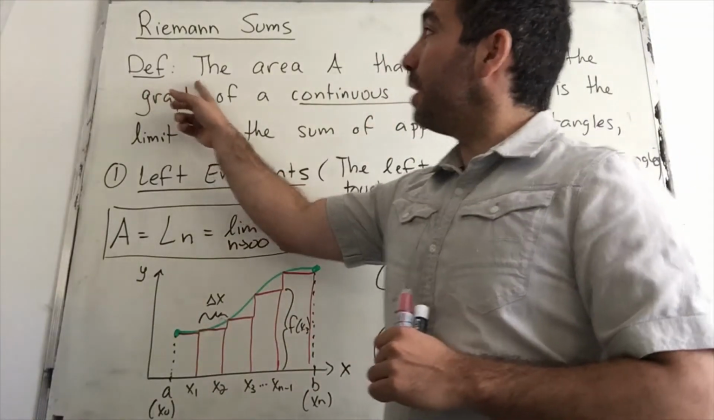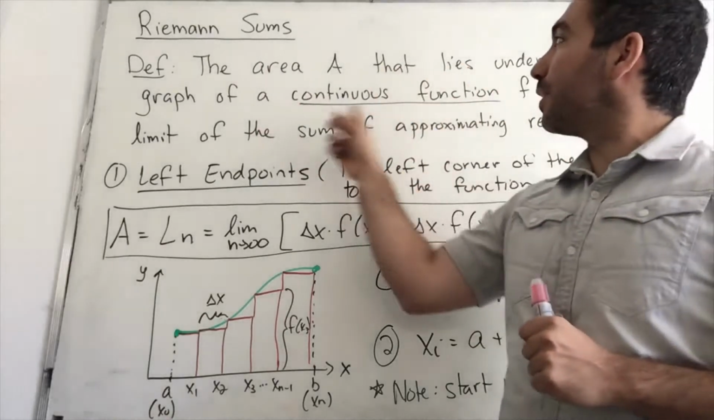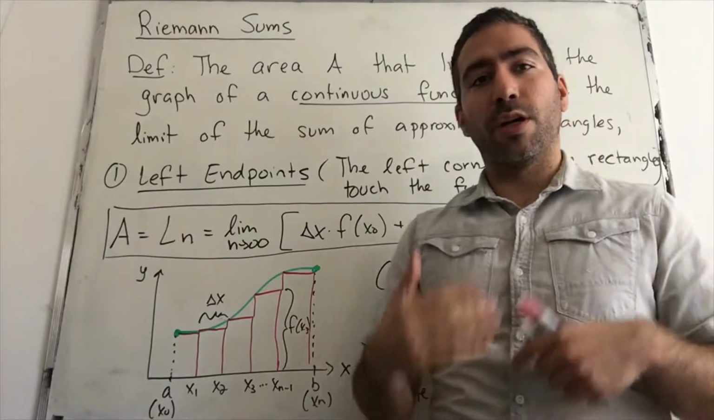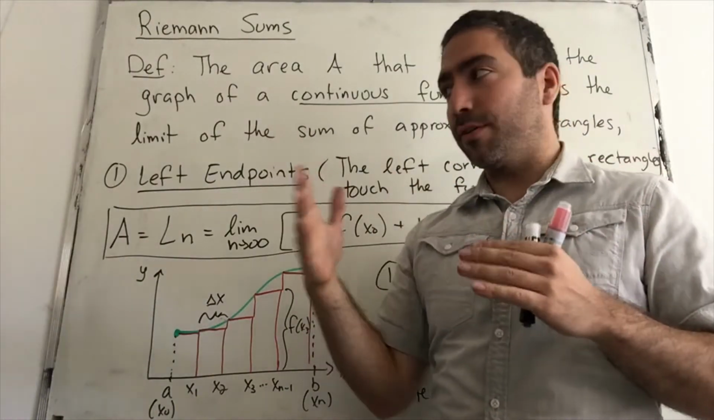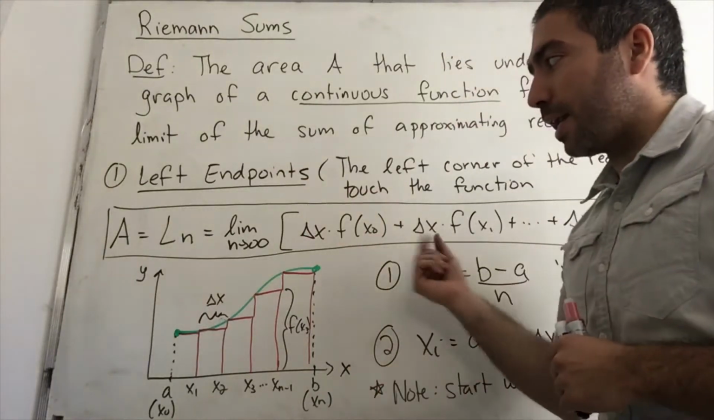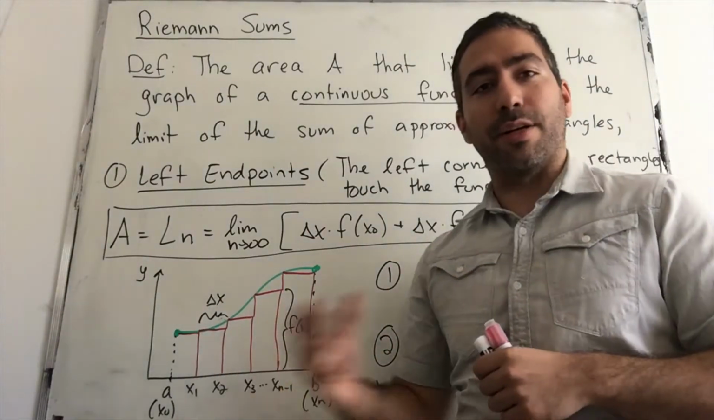So the definition is the area A that lies under the graph of a continuous function f is the limit of the sum of the approximating rectangles. This is what we saw. We took the area under the curve by creating little rectangles underneath, approximating the area and adding them up, and that gave us the entire area.